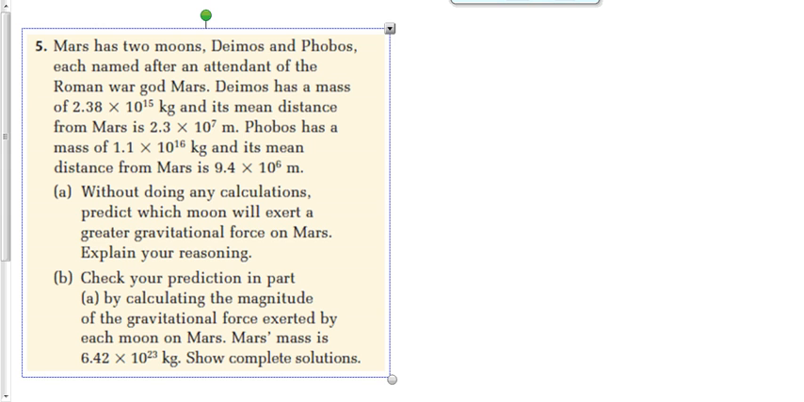Second question we wanted to go over is number 5. This one says, Mars has 2 moons, Deimos and Phobos, each named after an attendant of the Roman war god, Mars. Deimos has a mass of 2.38 times 10 to the 15 kilograms, and the mean distance from Mars is 2.3 times 10 to the 7 meters.